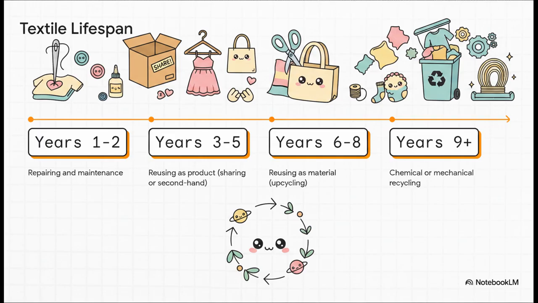For the first year or two, the loop is closed simply by you doing basic repair and maintenance, patching a hole, fixing a button. Years 3 to 5, maybe you share it or sell it secondhand. Fast forward to years 6 to 8, and it's reused as material, like upcycling it into something totally new. It's only after a decade or more that it finally needs to go to chemical or mechanical recycling. By delaying that recycling phase for as long as possible, we drastically cut down on energy consumption and preserve the embedded value of the original product.